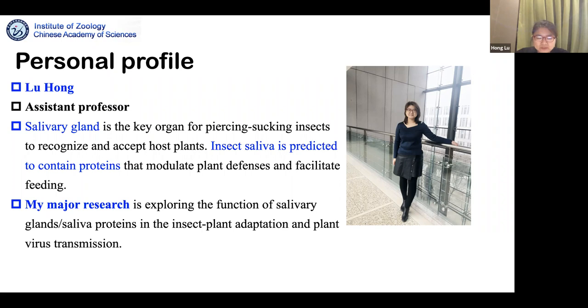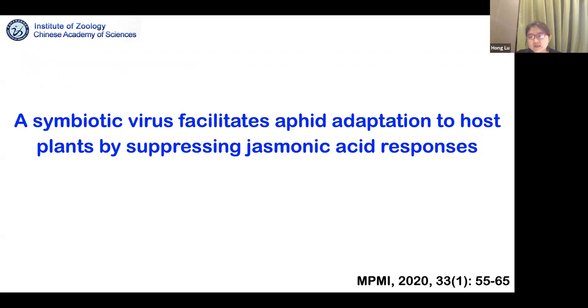Salivary gland is the key organ to recognize and accept host plants. Insect saliva proteins can modulate plant defenses and facilitate feeding. My major research is exploring the function of salivary glands and saliva proteins in insect-plant interaction and plant virus transmission. Plants, viruses, and insects function in a complex tripartite interaction. In this topic, I present an interesting twist on this interaction: an insect symbiotic virus can facilitate aphid adaptation to host plants by suppressing jasmonic acid responses.